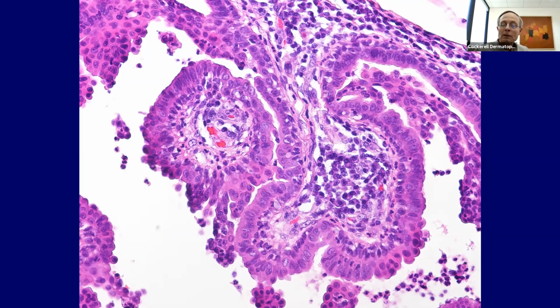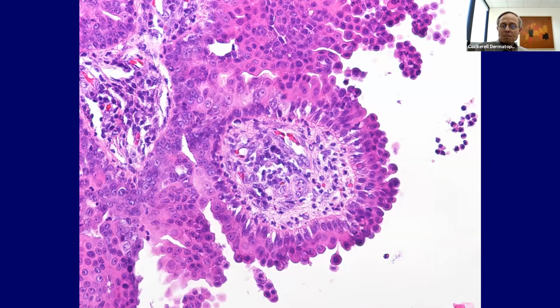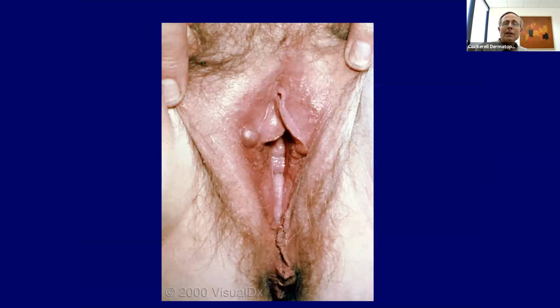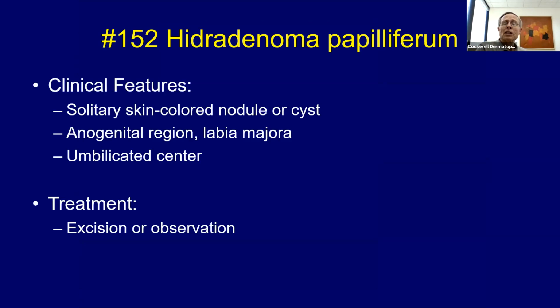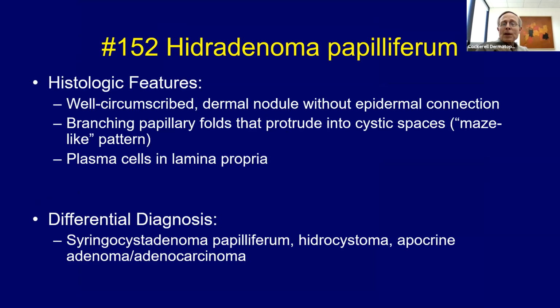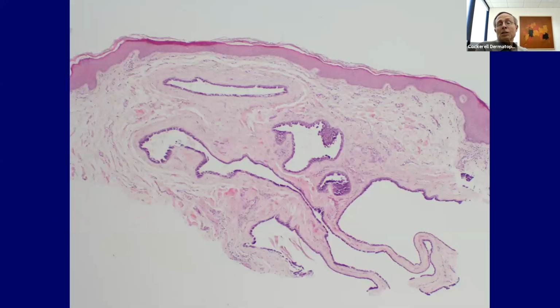You put everything together to end up getting a diagnosis. So a beautiful example of hidradenitis papillifera. And these again occur in the genital area. They're often thought to be a cyst or a tumor or something like that. So somebody just takes a biopsy, but they often will do kind of an incisional biopsy. And they often will sort of enucleate.